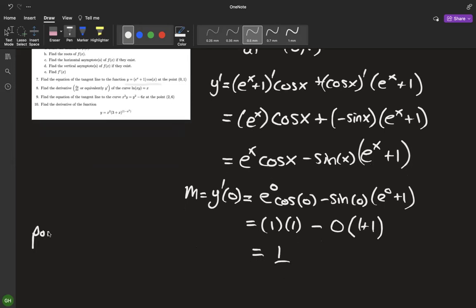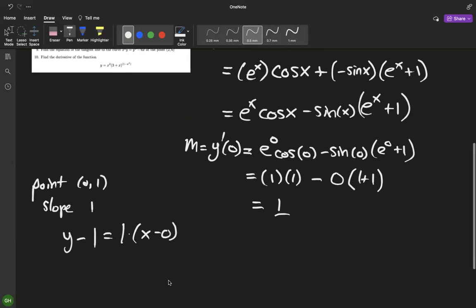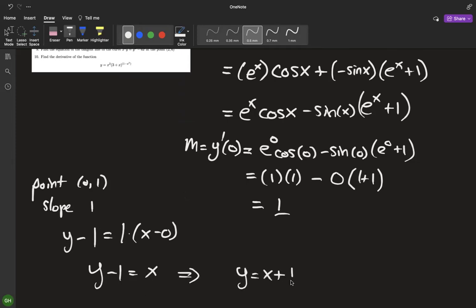So I have the point 0, 1. I have the slope 1. So y minus 1 equals 1 times x minus 0. Y minus 1 equals x. And that gives me the final answer of y equals x plus 1. This is the equation of the tangent line.